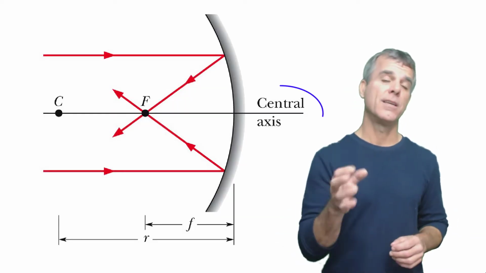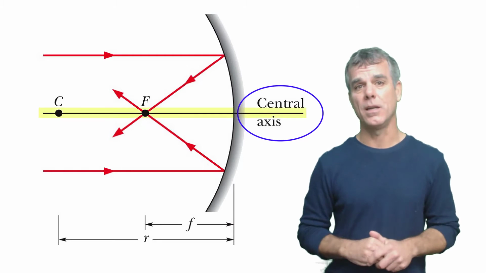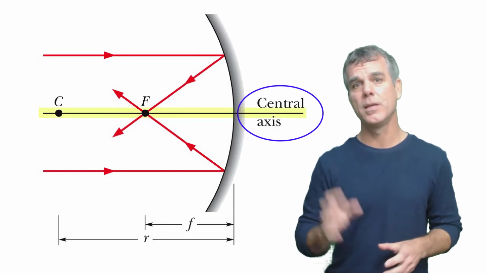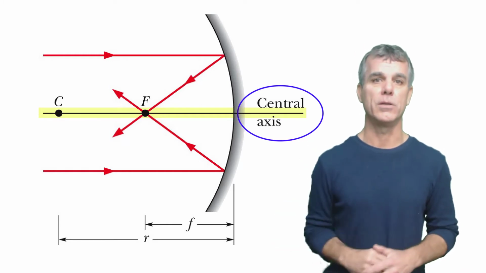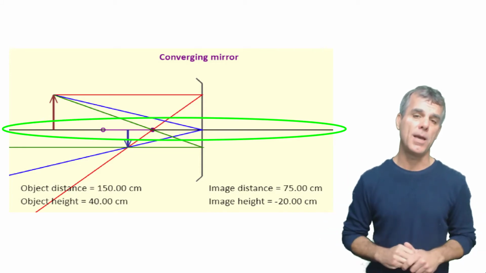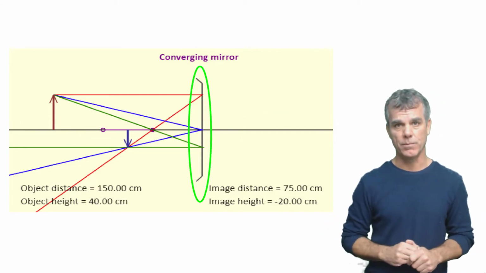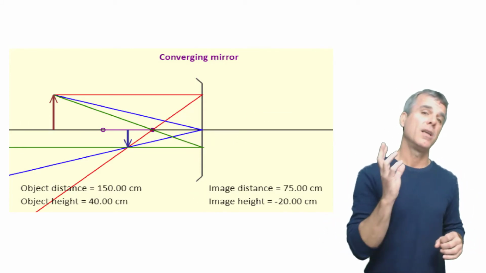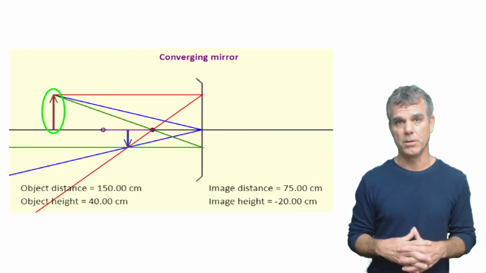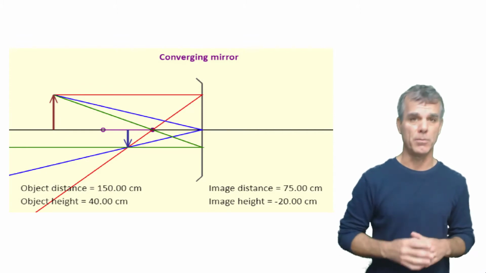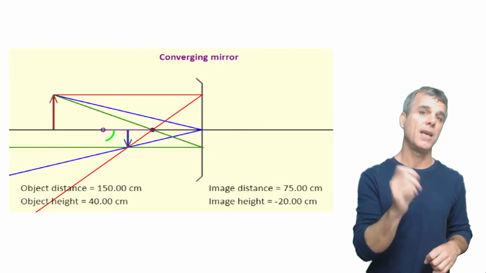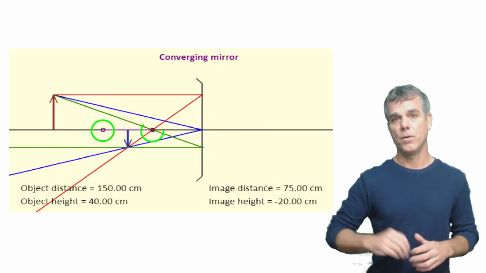And finally, the central axis is just a horizontal line that's drawn passing through the center of curvature and the focal point and the center of the mirror. The way ray tracing works is you draw your central axis and you draw your concave mirror. And then you're going to draw an arrow to represent the object a certain distance away from the mirror. That distance will be dependent upon the problem. You're also going to draw on your central axis a center of curvature and the focal point.